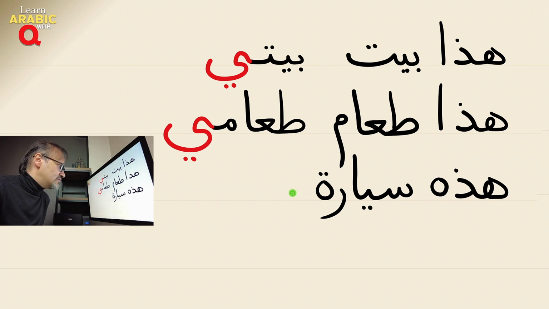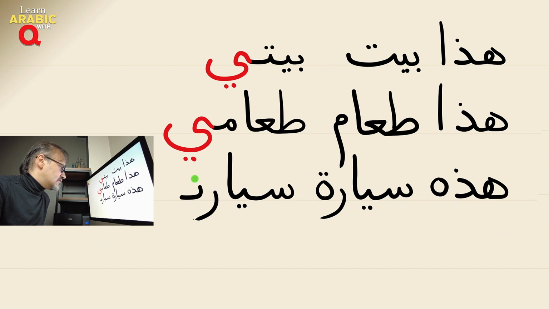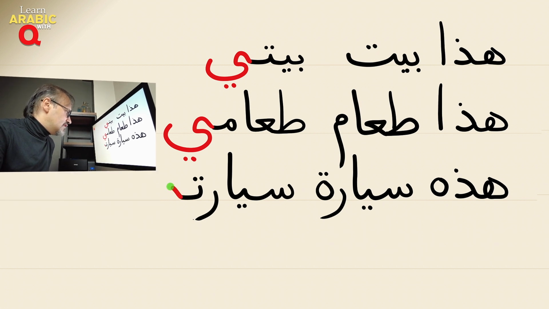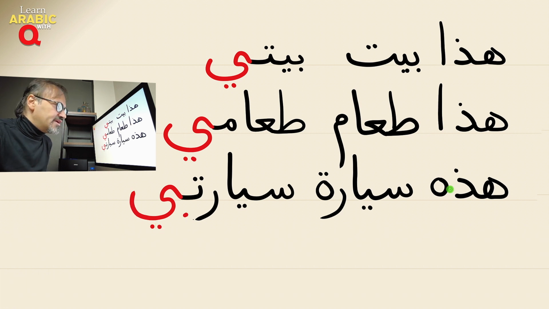Let's write that down. So this becomes سيارة. Now it's a T, the normal T form, and a ye. هذه سيارتي. This is my car.